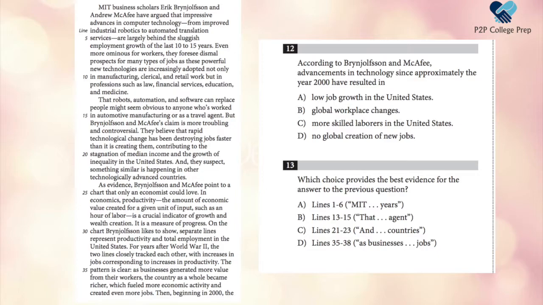And then if we look at lines 1 to 6, which say, MIT business scholars have argued that impressive advances in computer technology are largely behind the sluggish employment growth of the last 10 to 15 years. Just from that sentence, we can rule out D because D is too extreme of an answer. Lines 1 to 6 is basically talking about the slow job growth. It has nothing to do with how job growth has completely stopped. D is too extreme of an answer, so we can rule out C and D. So our only options are A and B.